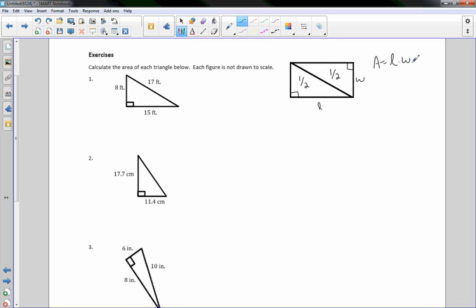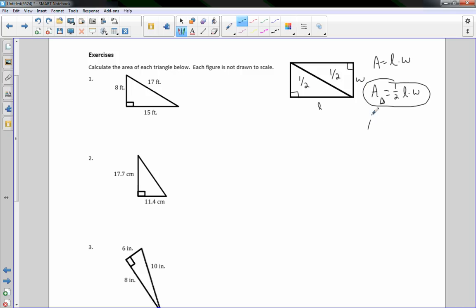So if the area of a rectangle is length times width, and then we cut it in half to form this right triangle, and these two are equal, then the area of a triangle, and I will just depict it as area with a little triangle as a subscript right here, equals 1/2 the length times the width. So if I take the entire rectangle, find its area, divide it by 2, that will be the area of the triangle. Okay, so this is one way we can write the formula.